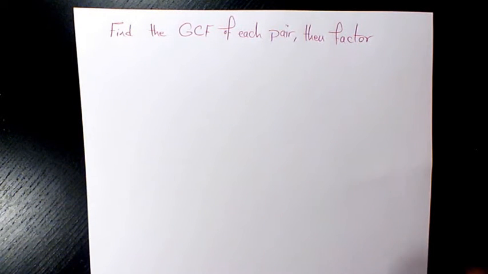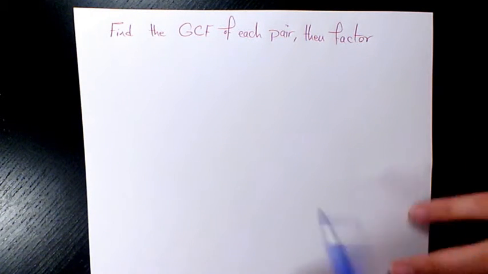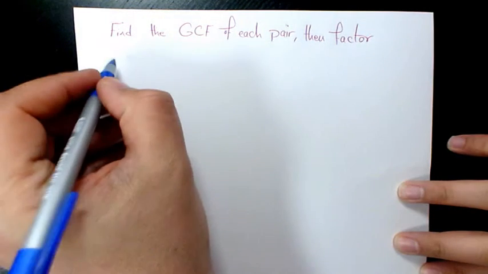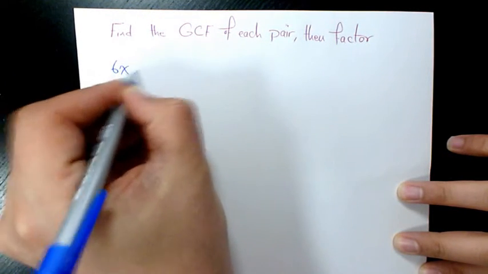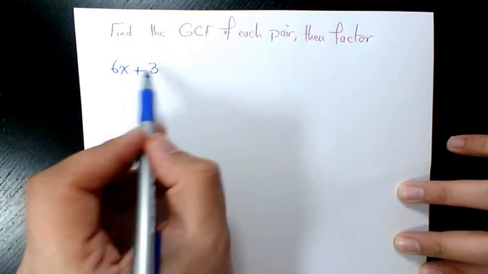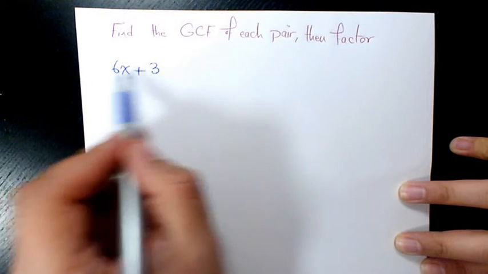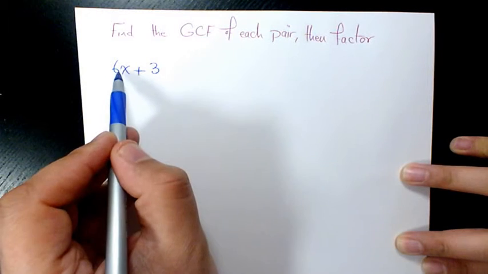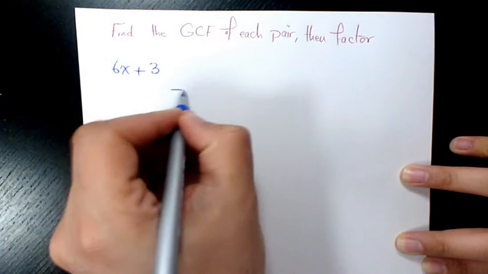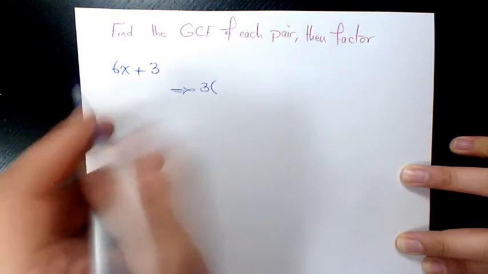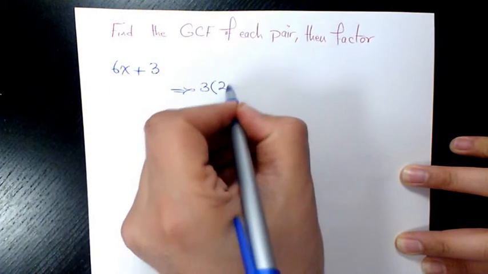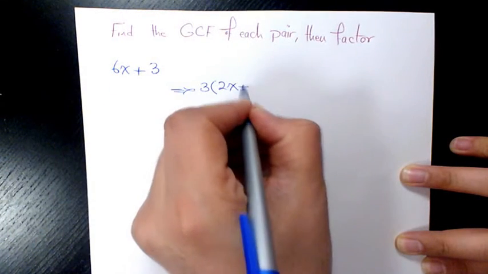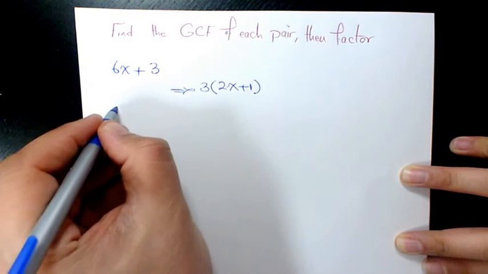Welcome to another video. In this video I want to talk about finding the GCF of different polynomials. First example here I have is 6x plus 3. The common factor in here is going to be 3 because 6 is the multiple of 3, so we can factor 3 here. 6x divided by 3 is going to be 2x, 3 divided by 3 is going to be 1, so that's going to be the answer.